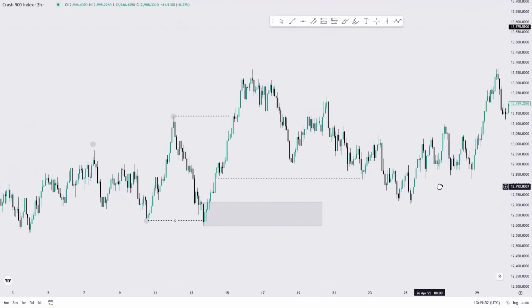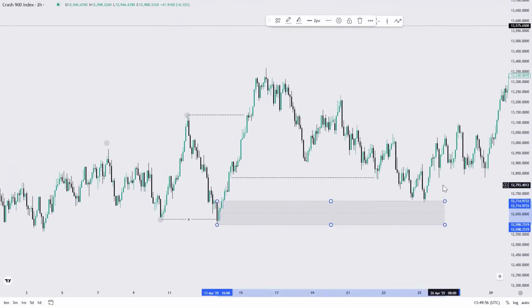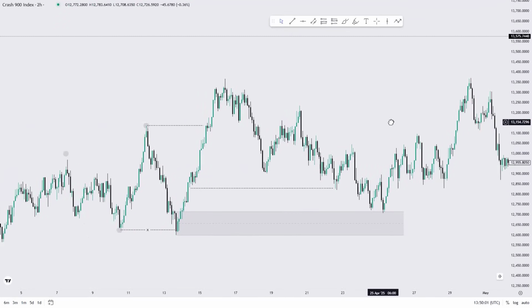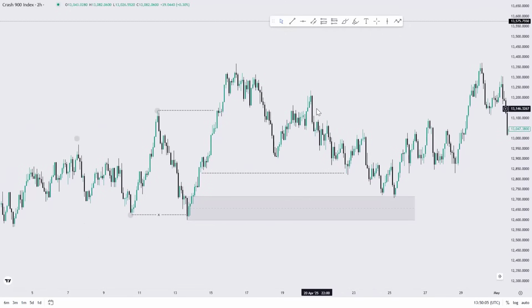Now, trying to extend this to see when price returns. You see, price came back and taps into our zone, with almost zero drawdown, and we have the reaction to the upside. You see how price respected the zone nicely, taps into the zone, and it reacts to the upside.